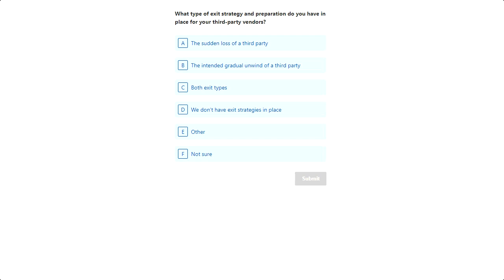Our third and final poll question is, what type of exit strategy and preparation do you have in place for your third-party vendors? The sudden loss of a third party? The intended gradual unwind of a third party? Both exit types? We don't have exit strategies in place? Other or not sure? Kelly, let's go ahead and answer another question from the audience.